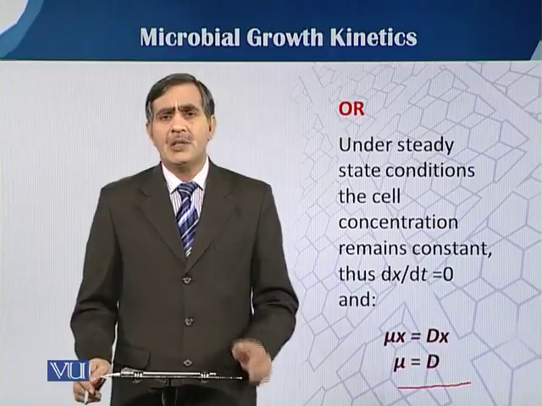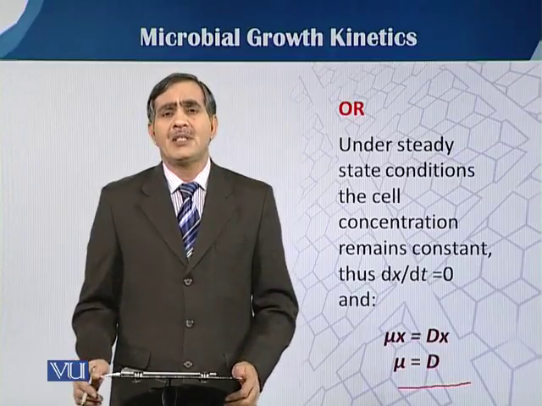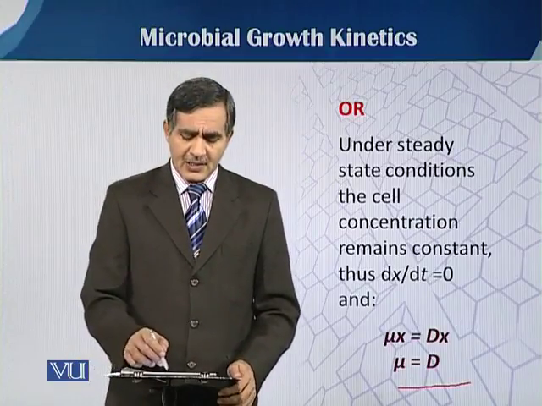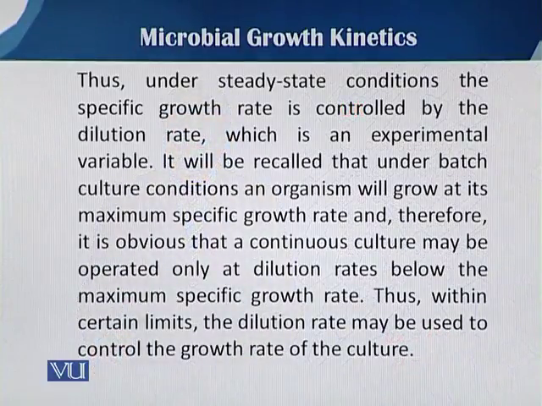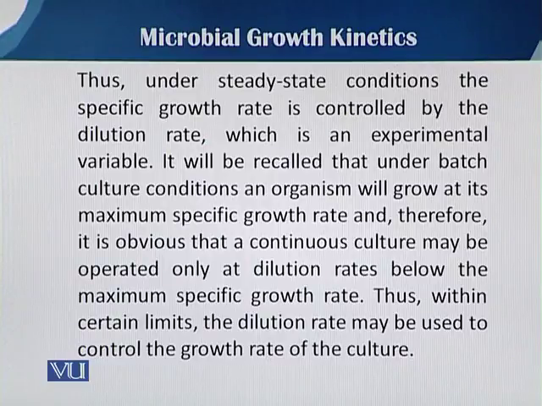When mu is equal to D, this is the state we call steady state. So under steady state conditions, the specific growth rate is controlled by the dilution rate. If we maintain the steady state, we have control over the dilution rate, which is an experimental variable. So when we are running the fermentation in a continuous mode, we have to control our dilution as well as the output.